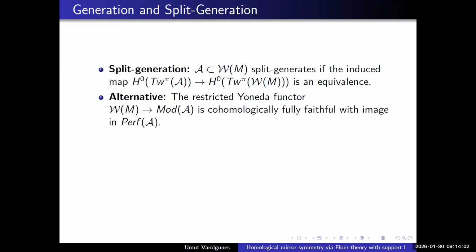You can also think of it as you take the usual Yoneda functor and then compose it with the canonical map to the subcategory's modules. Okay, so saying that the subcategory split generates is equivalent to saying that this restricted Yoneda functor is cohomologically fully faithful with image landing in perfect complexes. The perfect complexes in mod A are exactly those that can be built from the image of A by taking cones and summands. So this alternative is actually a more convenient way of saying this.